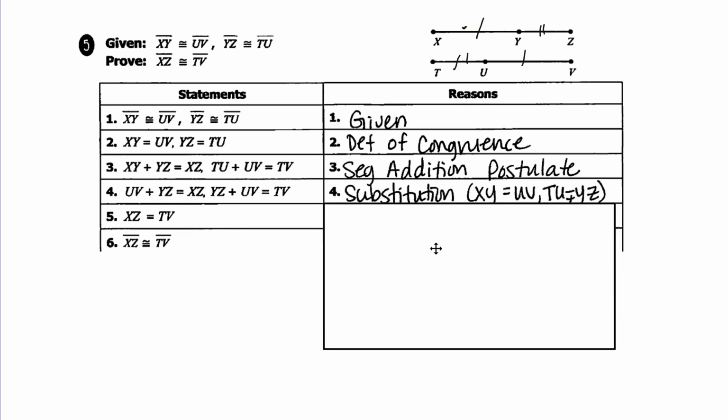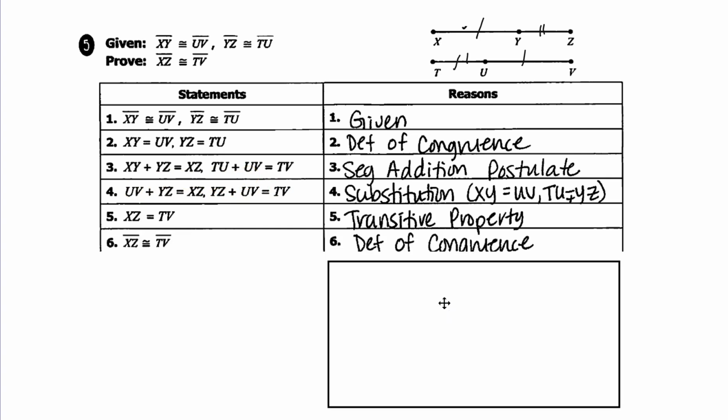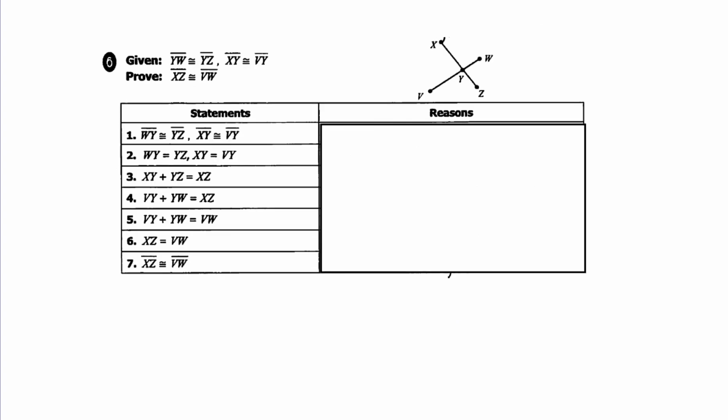Then finally, XZ equals TV. Why? Because it's transitive property. See how you have XY and TV, they're both equal to each other, and all of these just cancel each other out. Then finally, congruence. See how they're very similar in some ways? I know it's a lot to take in, and it's slightly overwhelming, but we'll get better and better at it as we do it.